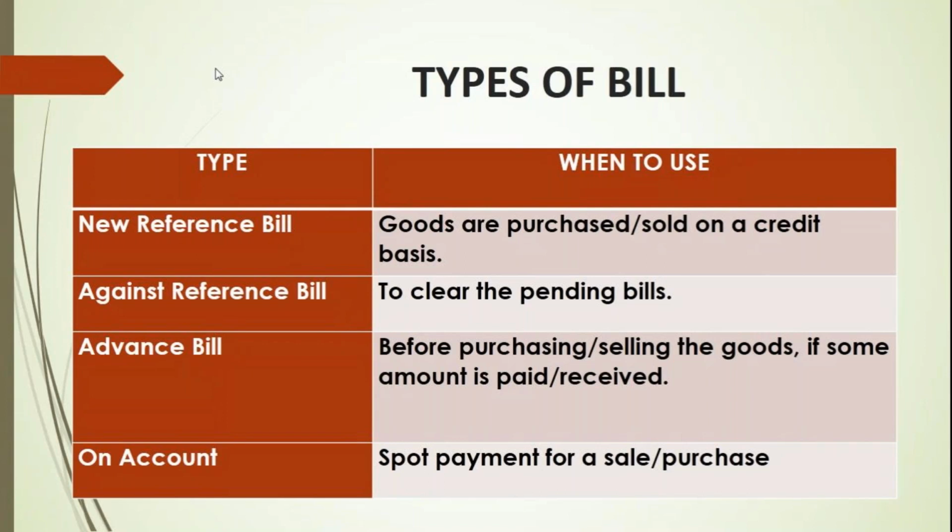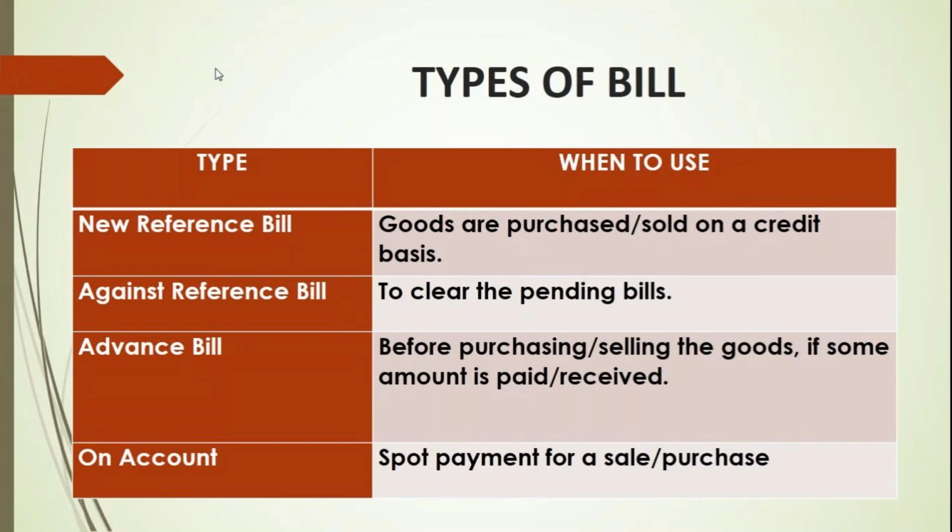So, spot payment for a sale or purchase is on account under the types of bill. Then and there only the transaction gets closed. So, these are the four types of bill: new reference, against reference, advance bill, on account. I hope it is clear for all of you.